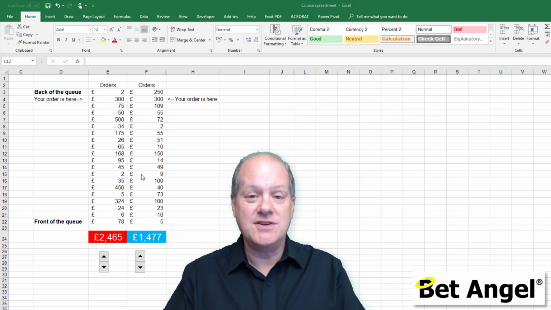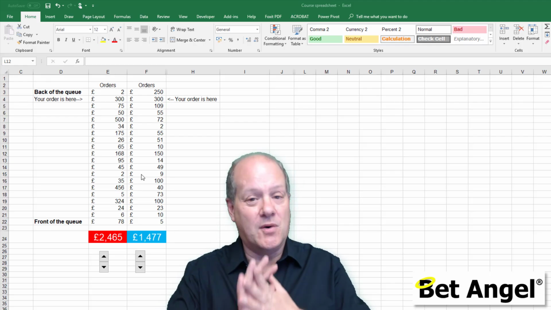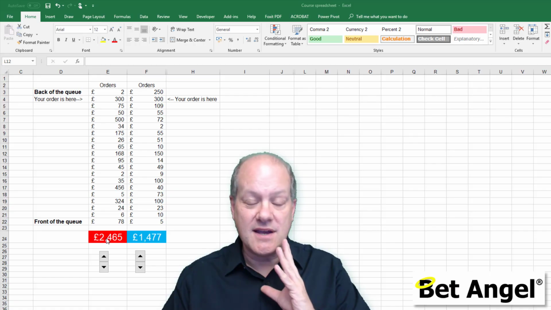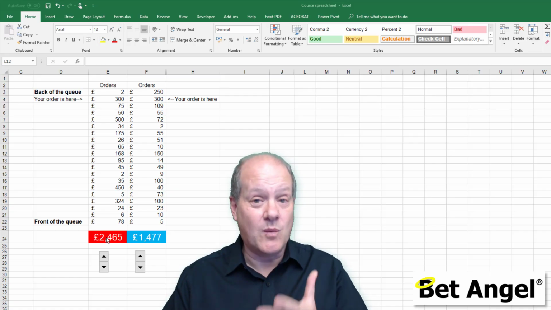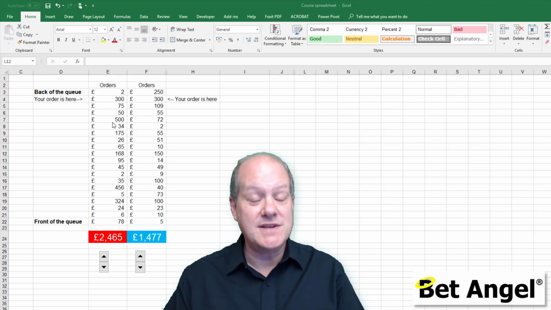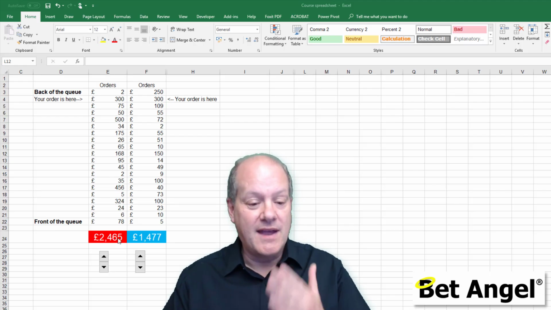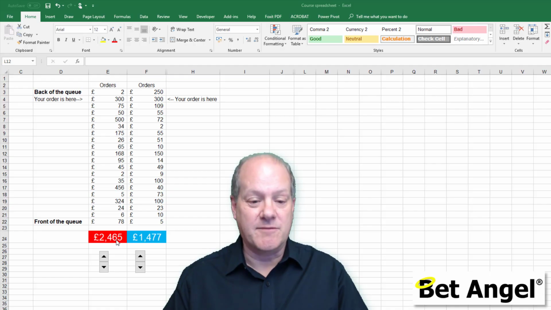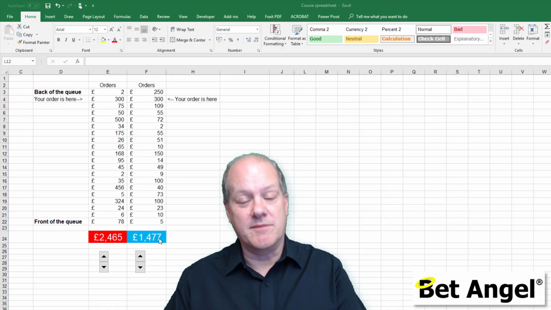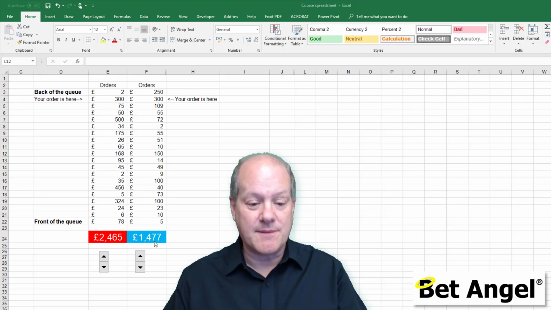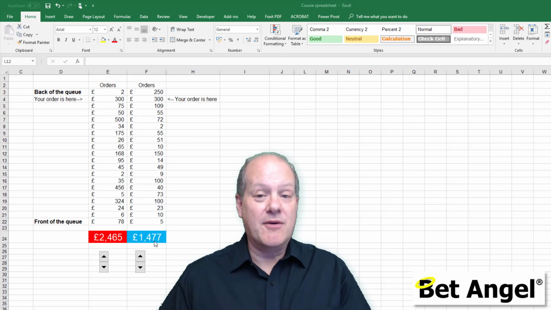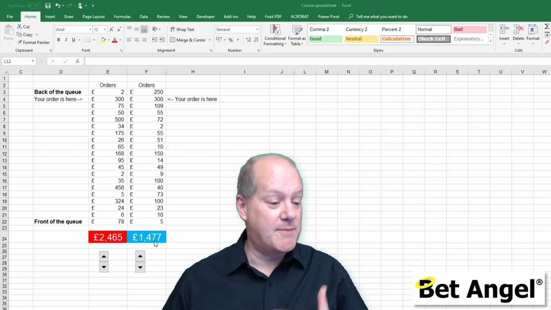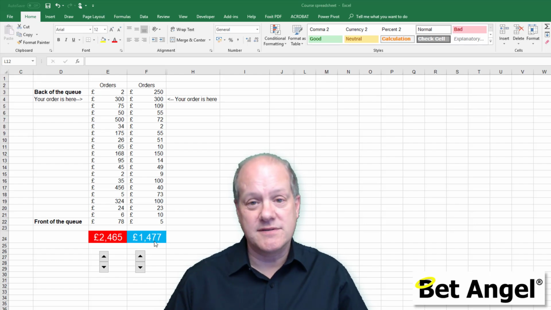Now what you see on BetAngel and on Betfair, or whatever exchange you use, is a summary of all of the money that's sat there waiting to get matched. So on this particular example, all of these individual amounts waiting to be matched, they're all different people, add up to £2,465. All the people on the other side of the book, all of that adds up to £1,477. So what happens from here on in is determined by whether people want to back or whether people want to lay.